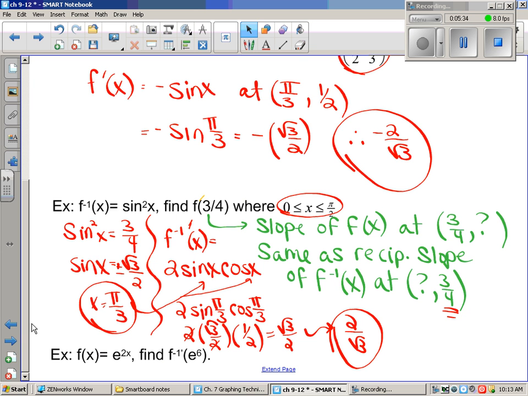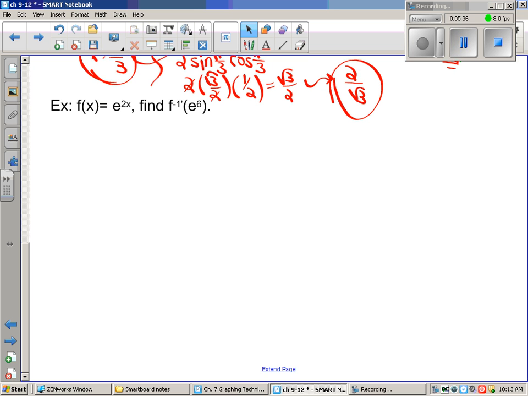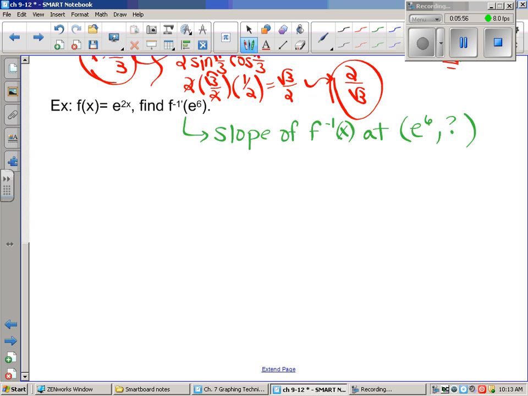All right, let's look at another one. Find, here we go, f of x equals e to the 2x. Find the derivative of the inverse at e to the 6th. Again, you'll find that I typically will write this out. So what does this mean? This means to me that I want the slope of the inverse function at a point e to the 6th, comma something. But what I know is the actual function.